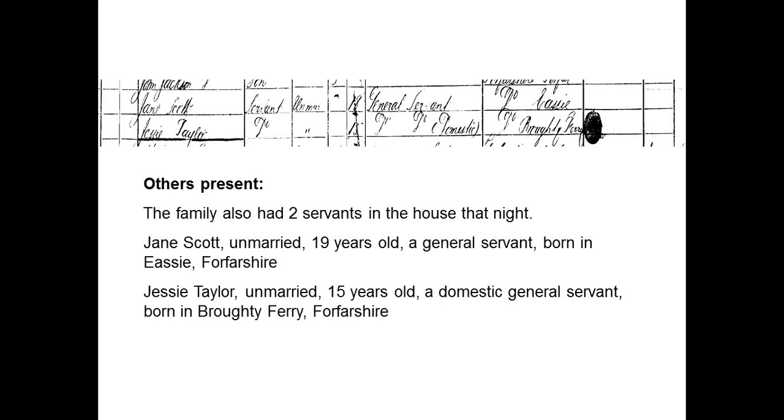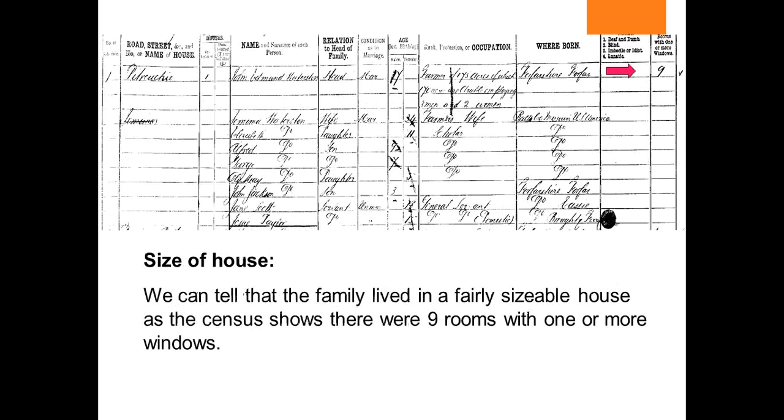We also mentioned that there were 2 servants in the house. Jane Scott, who's 19, born locally as well, and Jessie, who's 15, and also born in Forfarshire. And one last piece of information we've got here is that the house was a considerably sized house, because in the very last column we've got an indication for the number of rooms with more than 1 windows, and in the case of the Waterston family that is a 9-roomed house, so it is quite a good size of house.